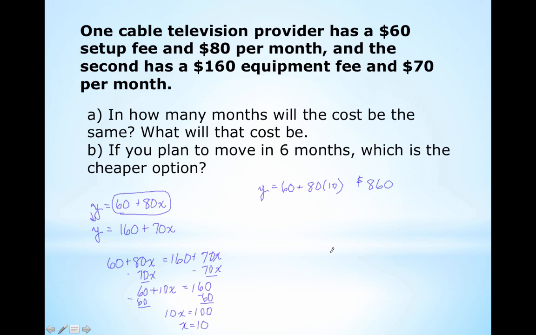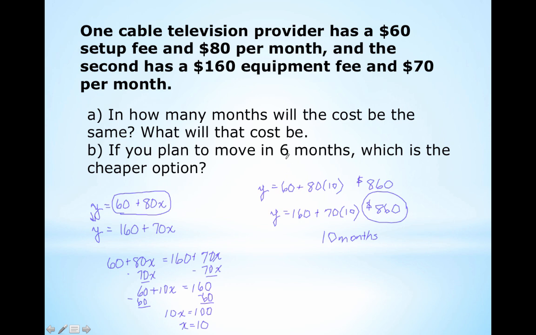And of course, I'm double checking that I got the correct solution, so I am going to plug that 10 into the other one just to make sure that I got 860. And in fact 700 plus 160 is also going to get me 860. So I do know this is the correct solution. So they are the same at 10 months. That charge will be $860. So the second question asks, though, if I plan to move in 6 months, which one's my cheaper option?